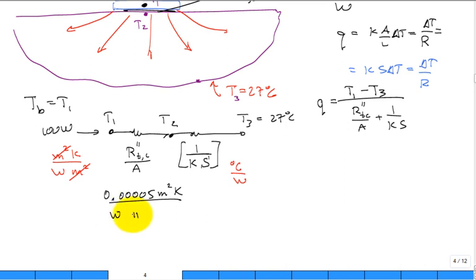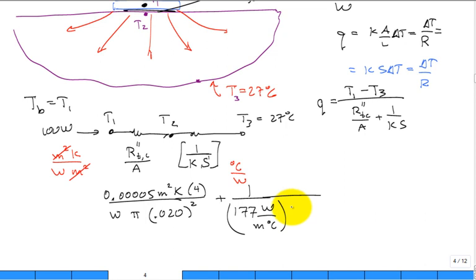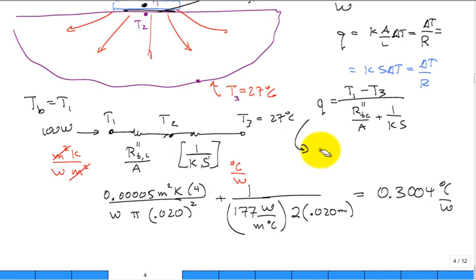All right, and then our area is pi diameter squared divided by 4. What was our diameter? 20 millimeters, 0.020 squared. And then we have 1 over the thermal conductivity, 177 watts per meter degree C, or Kelvin, times the conduction shape factor, which was 2 times the diameter, 0.020 meter. When you calculate that resistance, it comes in at 0.3004 degrees C per watt. Hence, you can solve that T1 is equal to T3 plus Q times that total or equivalent resistance. And you come up with that T1 is 57 degrees C. So there's an application of using the conduction shape factor.